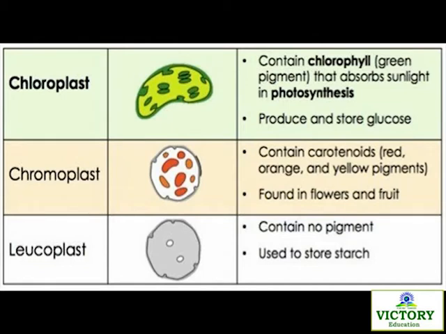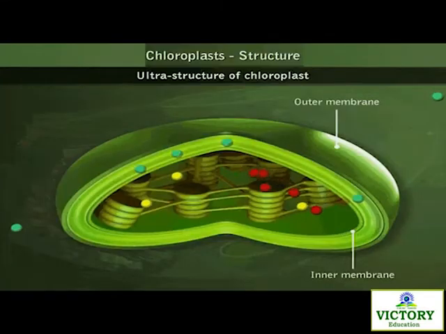The second are the chromoplasts. Any plant or leaf where you find a yellow or orange color, it's basically because of the chromoplast. They are pigments, and most of the time you can see them in flowers and fruits. The last but not least is the leucoplast, which is colorless, and they are basically used for starch storage.